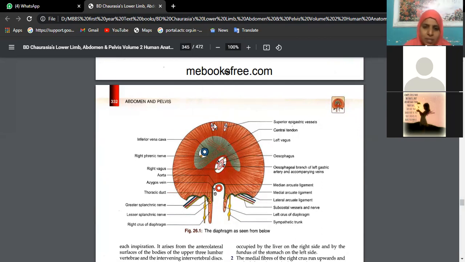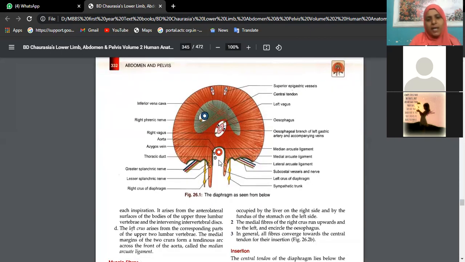Now, what are its origins? See here, this is the anterior end. What is the bone we have here in the midline in the thoracic cavity? Sternum. In the lower part of the sternum, we have the xiphoid process. So on the posterior aspect of the xiphoid process, we have the fibers of the diaphragm taking origin. These are called sternal fibers, arising from the posterior aspect of the xiphoid process. And these are costal fibers, arising from the lower six ribs. Okay, then we also have the right and left crus.